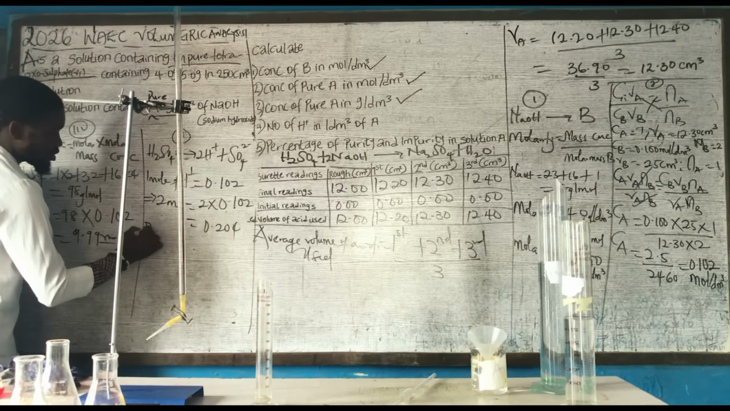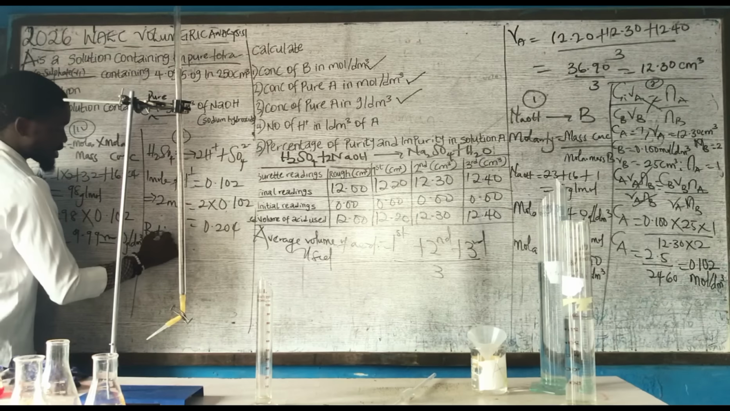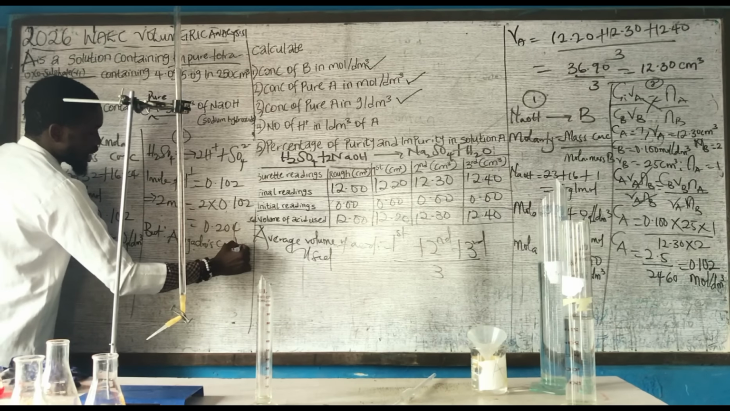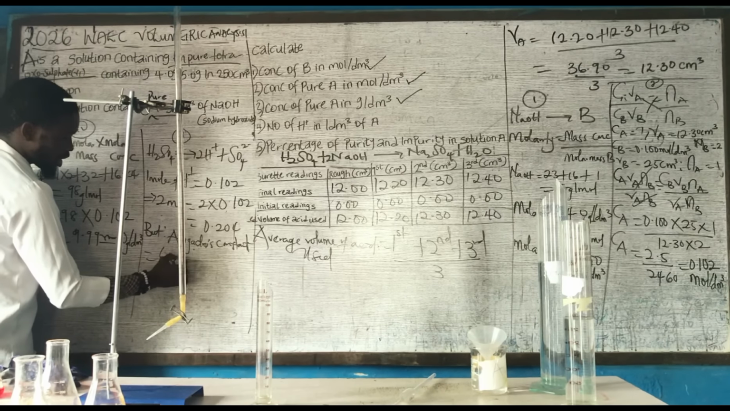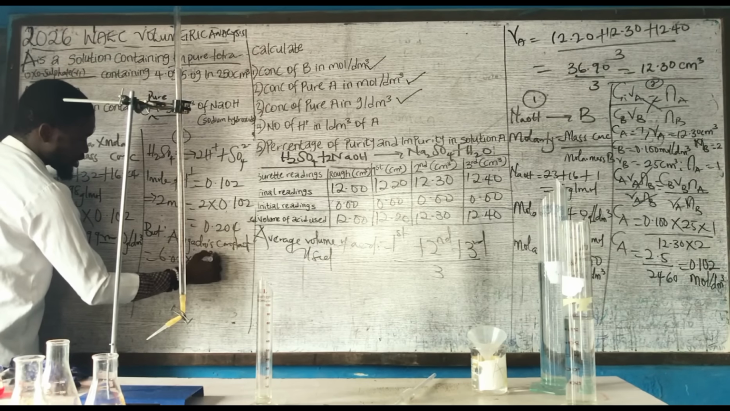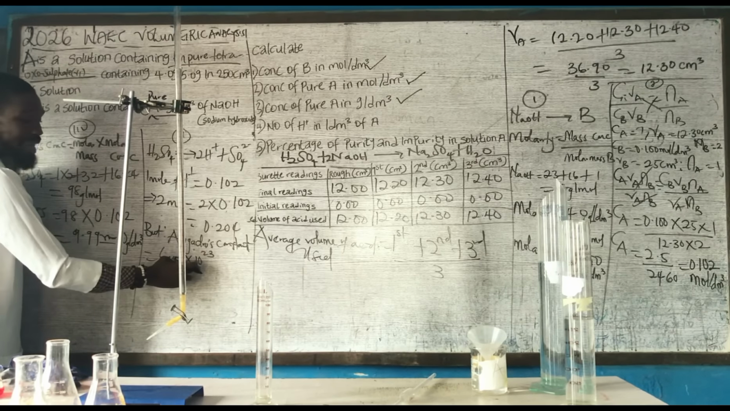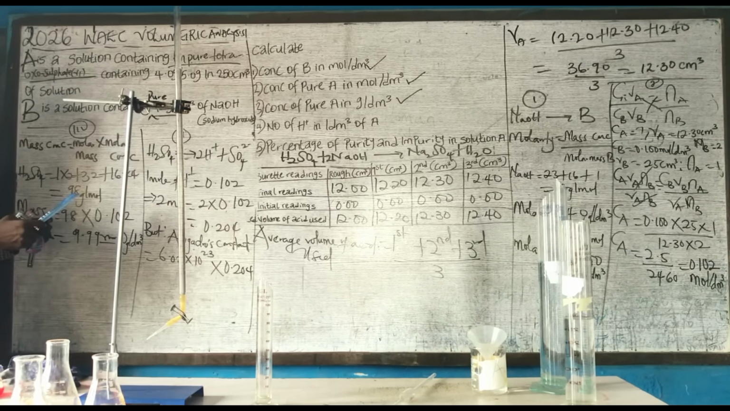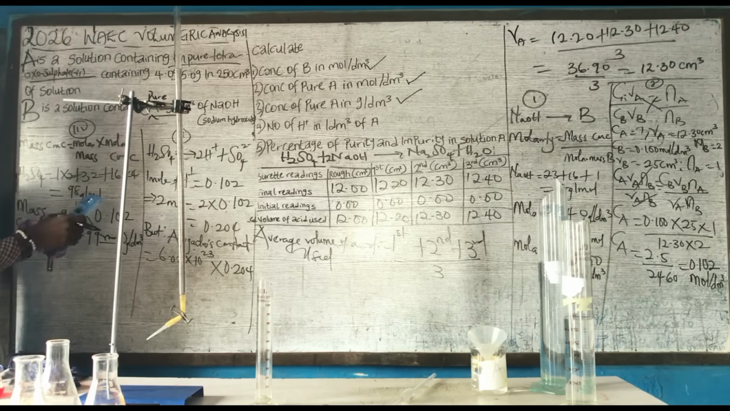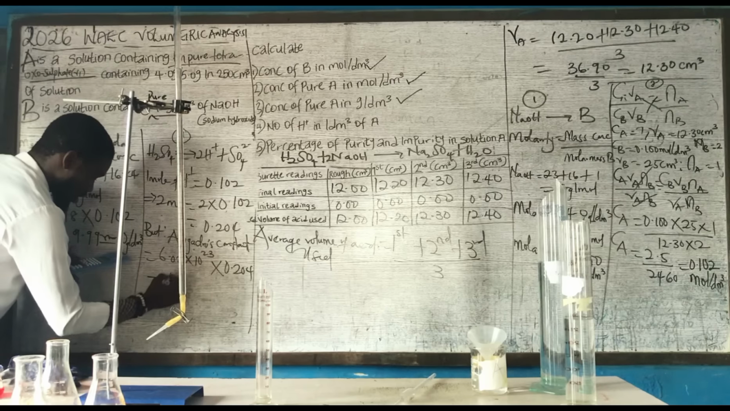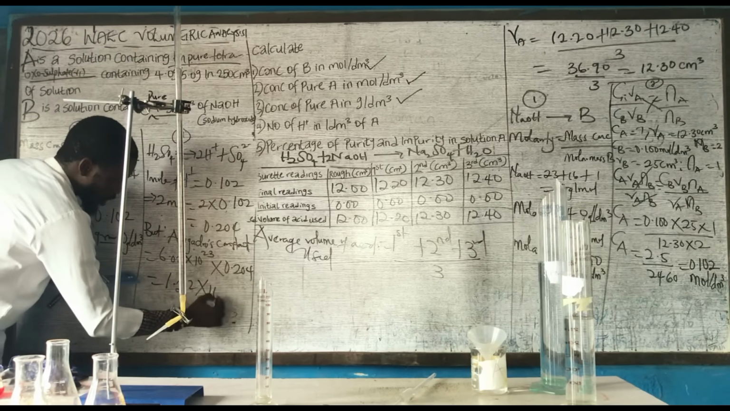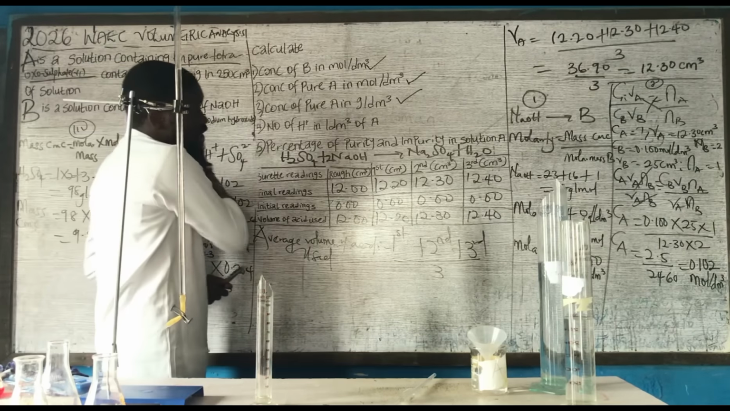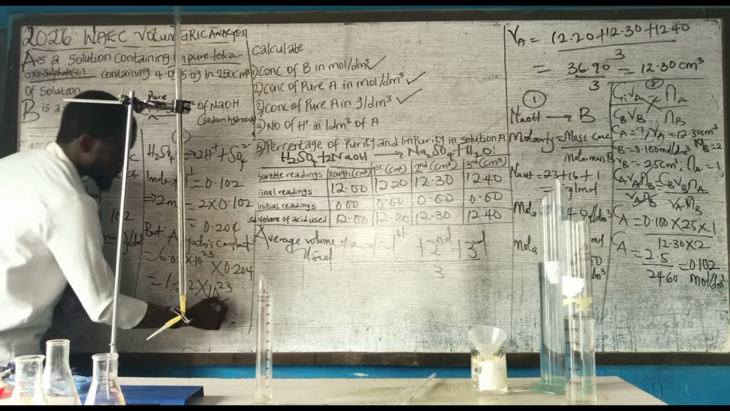We have 0.204. But since we are looking for the number, we can say Avogadro's constant equals 6.02 times 10 raised to the power 23. Now, we are going to use this value to multiply the Avogadro's constant. So you can say 0.204 times 6.02 times 10 raised to the power of 23. So we have 1.22 times 10 raised to the power of 22. That is the number of hydrogen ion in 1 dm cube of A.